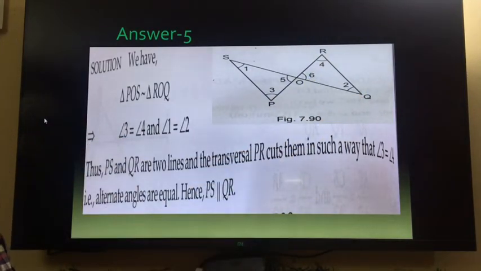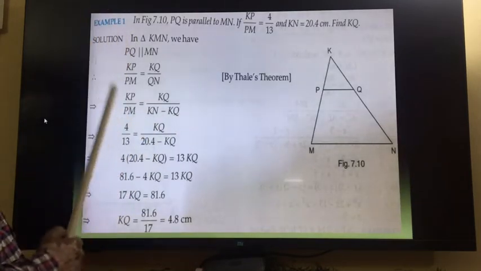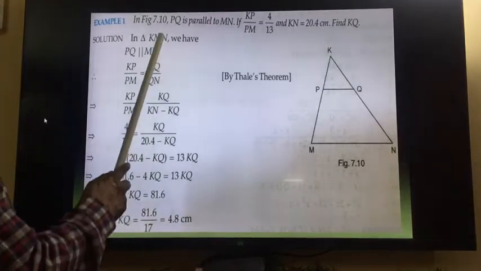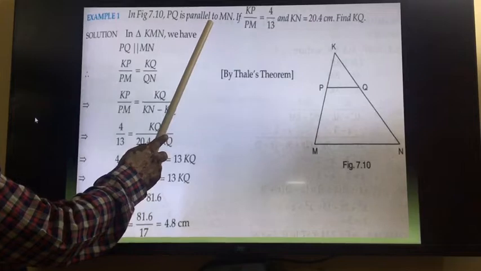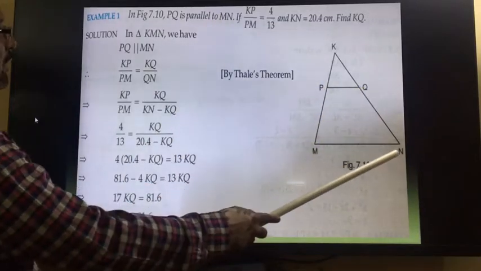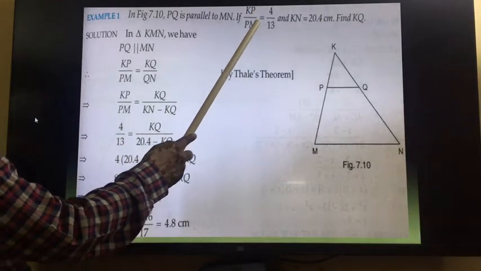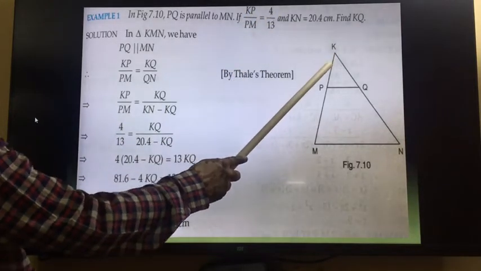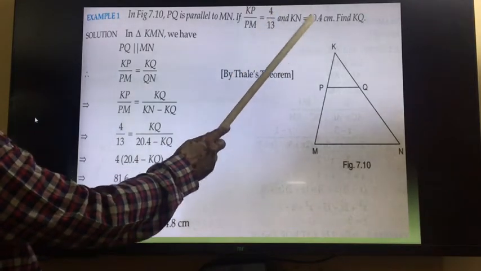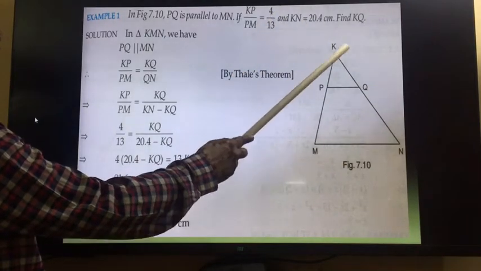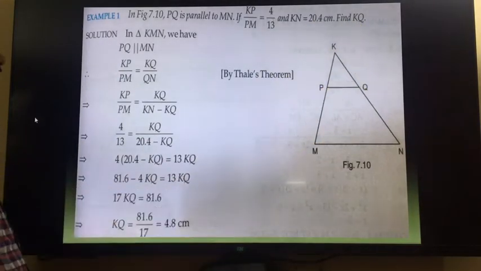Now come to question number 6. This is the next example. Here in this example, what are they saying? See, PQ line is parallel to MN. Then we have to find, and it is also given that KP upon PM is equal to 4 upon 13. KN, the full line, total is 20.4. It is given. We have to find out what KQ is.